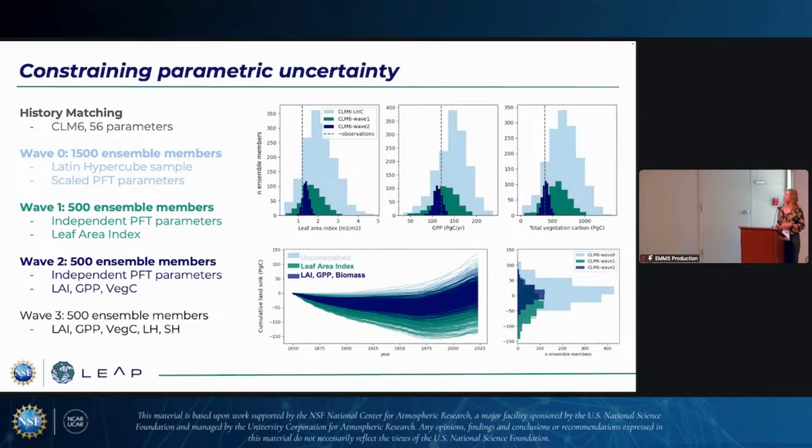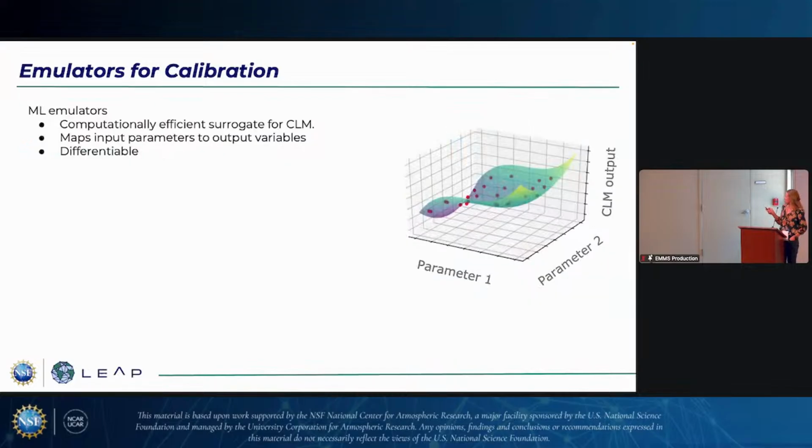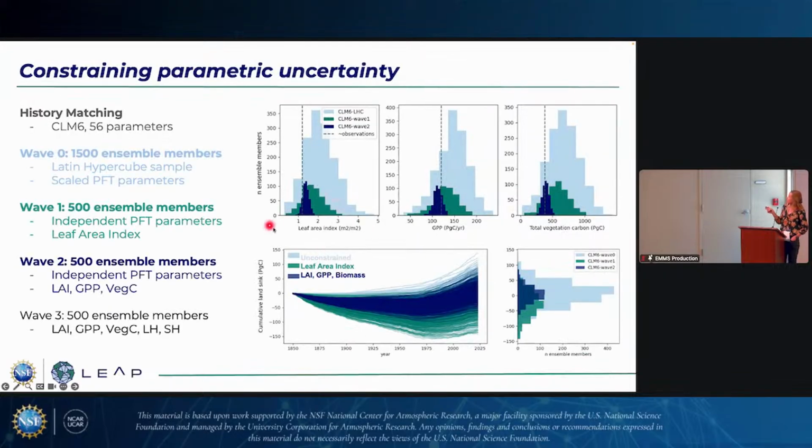I think of this as the inverse of calibration, where calibration is looking for a single best parameter set. Here we're actually looking for anything that doesn't agree with observations and ruling it out, and then just retaining all the parameter sets that are left. We've worked through 3 waves of this process, and we're slowly honing this ensemble onto these observational targets for the data sets that we have of leaf area, GPP, and total vegetation carbon. This next wave is going to introduce latent heat and sensible heat as well.